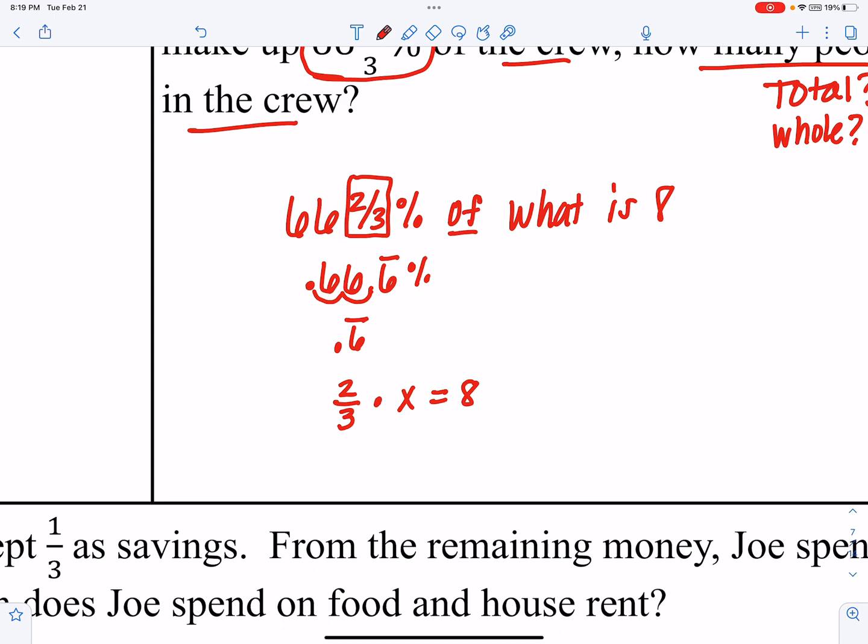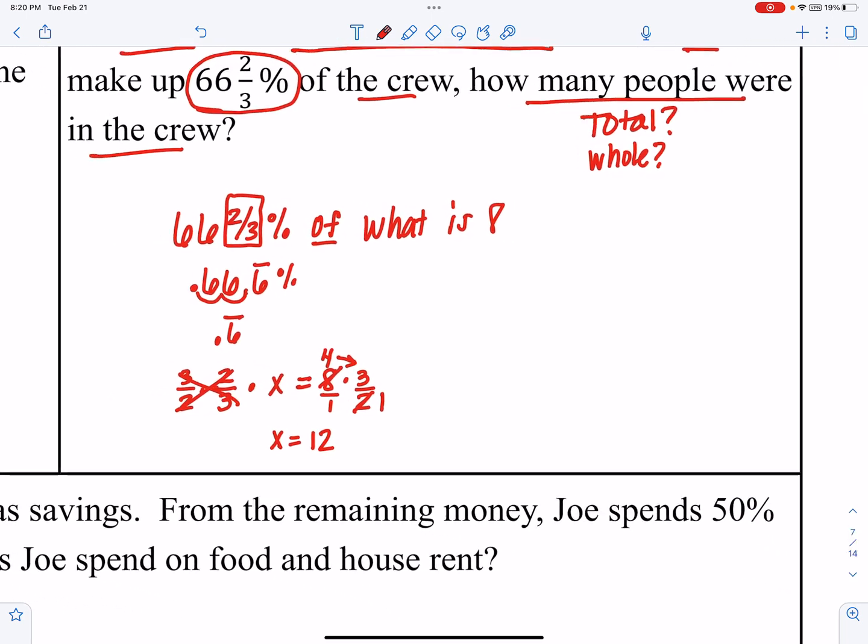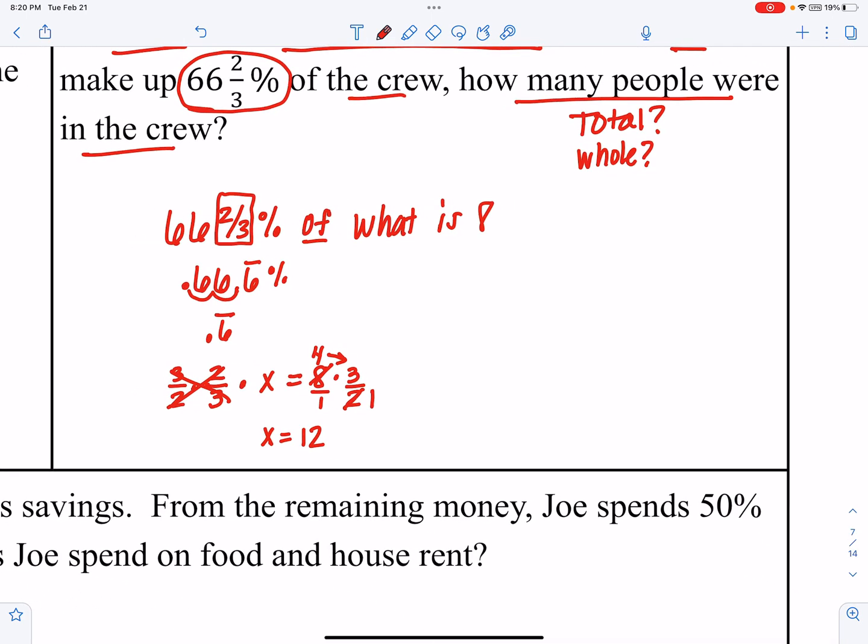Okay, we can divide both sides by 2/3 or multiply by the reciprocal. This cancels everything out there and creates one whole, and so we multiply by the reciprocal here. Instead of 2/3, we have 3/2. You can see that if I put this over 1, we can do some cross simplifying. I cross out my 8, divide by 2 for both, and I have a 1 and a 4 here. Multiply straight across, and I get x equals 12. Okay, so 66 2/3% of 12 is 8.